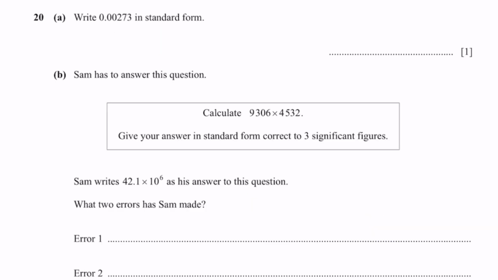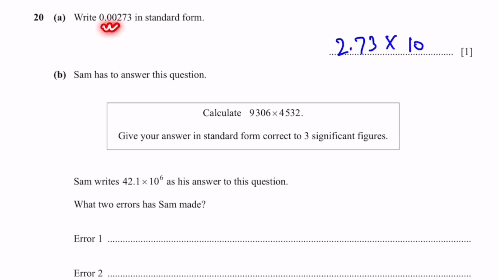A, write 0.00273 in standard form. So we can move the decimal place 1, 2, 3 spaces to the right to make it one number before the decimal place. So that would be 2.73. That's the number. One digit is before the decimal place. Multiplied by 10 to the power of what?